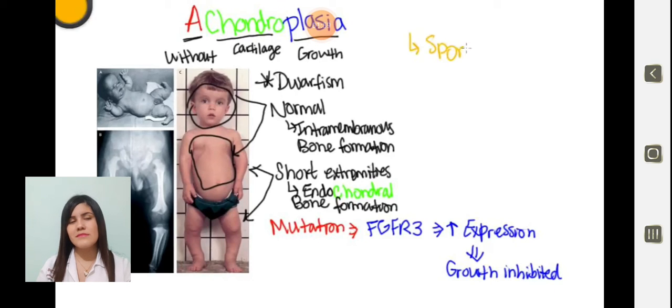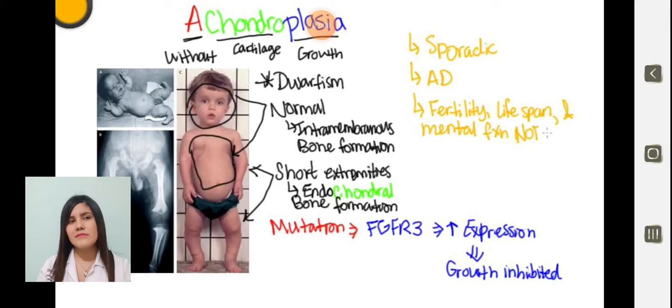Achondroplasia tends to be sporadic. It has an autosomal dominant inheritance pattern. Fertility, lifespan, and mental function are not affected in these individuals. So they have normal fertility, lifespan, and mental function. The incidence of achondroplasia increases with increased paternal age.